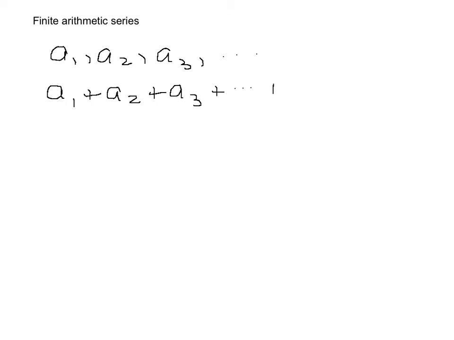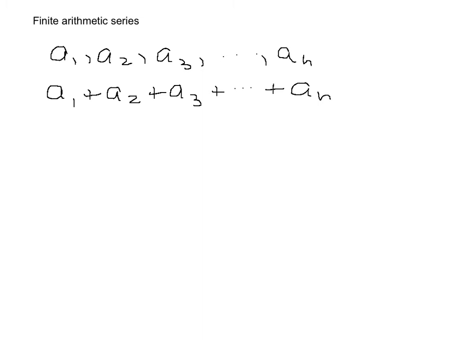So let's look at what we get when we look at a finite arithmetic series. So just to make sure we get this straight, here's a finite arithmetic sequence. A sub 1, a sub 2, a sub 3, and so on. The associated finite arithmetic series is a sub 1 plus a sub 2 plus a sub 3 plus ... I guess I said finite, so I have to end it here. Right? So there we go.